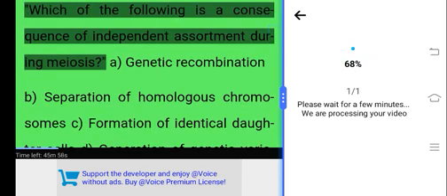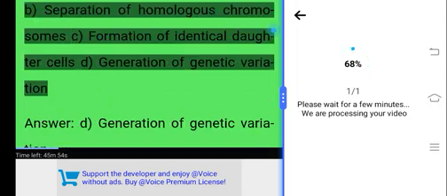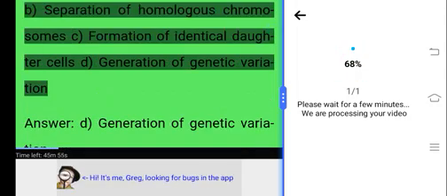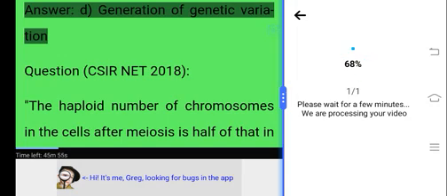Question, CSIR NET 2020. Which of the following is a consequence of independent assortment during meiosis? A, genetic recombination. B, separation of homologous chromosomes. C, formation of identical daughter cells. D, generation of genetic variation. Answer: D, generation of genetic variation.